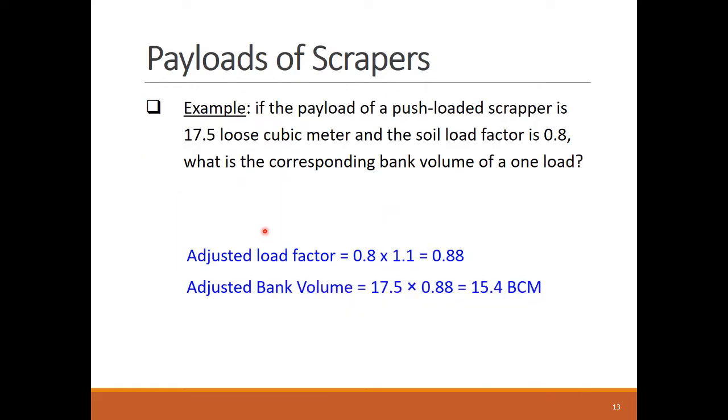Let's illustrate this point with an example. We need to calculate the corresponding bank volume of the soil that's being cut with a 17.5 cubic meters scraper. The soil load factor is 0.8, which we remember from the early lessons of this class relates the bank and loose volumes of the soil. However, the soil is not really loose. So we adjust the load factor by 10% to increase it from 0.8 to 0.88, which results in an increased bank volume of 15.4 bank cubic meters.